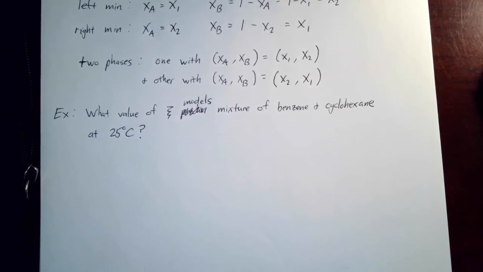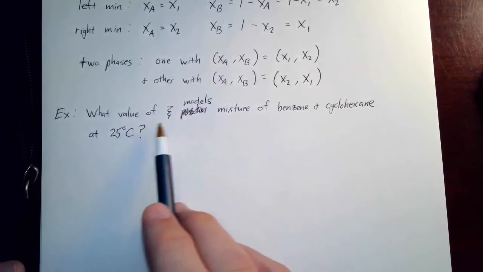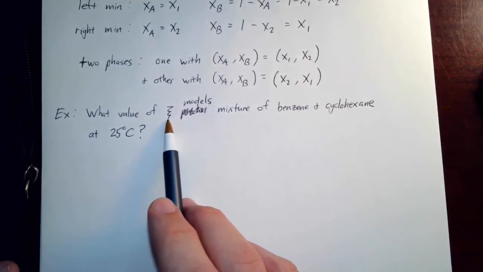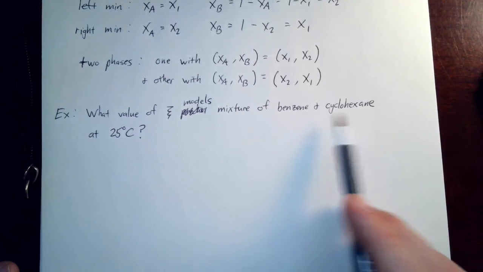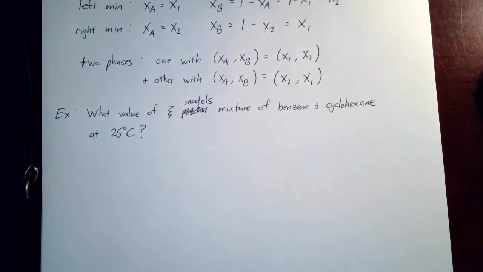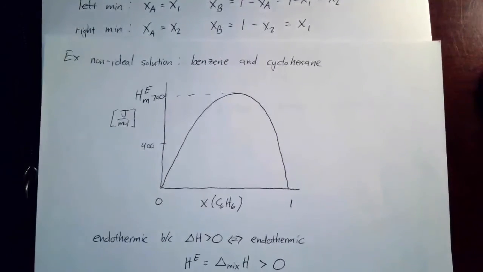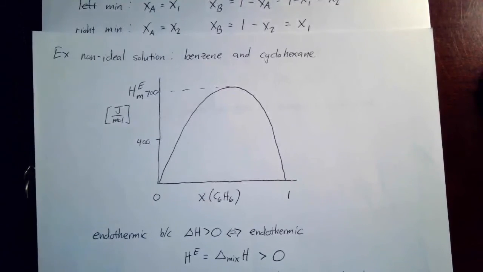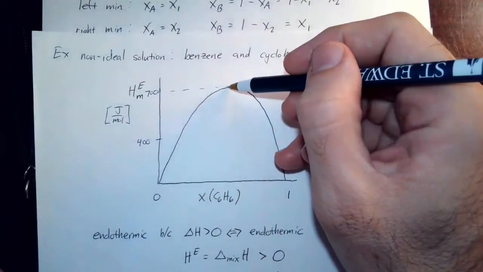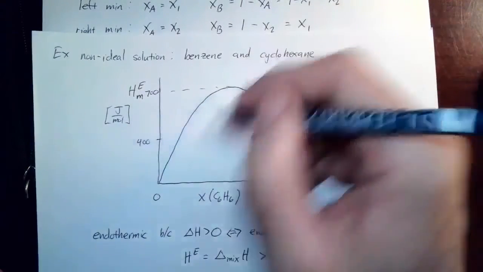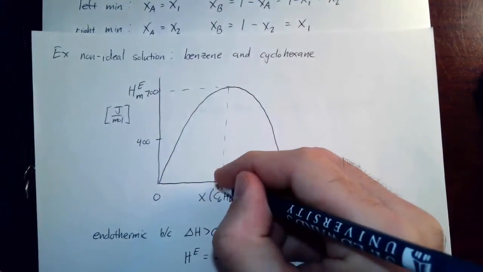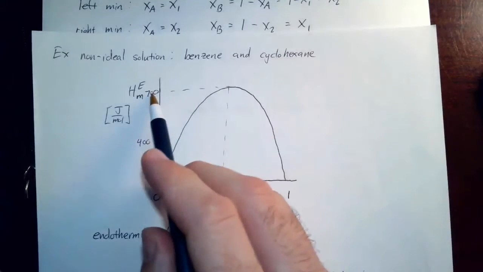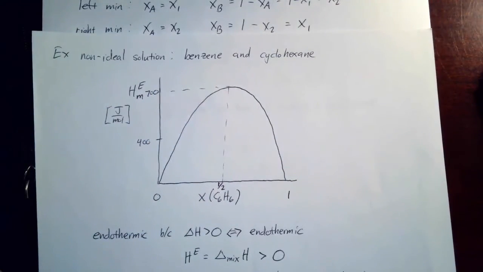All right, so I want to finish this video with an example. Let's talk about what value of this parameter C does a good job of modeling a mixture of benzene and cyclohexane, which, as I pointed out, is not an ideal solution, at 25 degrees Celsius. So for that, we're going to go back to the experimental data that I plotted a while back for this mixture. And I'm going to pick the maximum value here. And this is a symmetric curve, so this maximum occurs at a half, so when it's a 50-50 mixture of the two. And it's roughly 700 joules per mole. So I'm going to use that information.